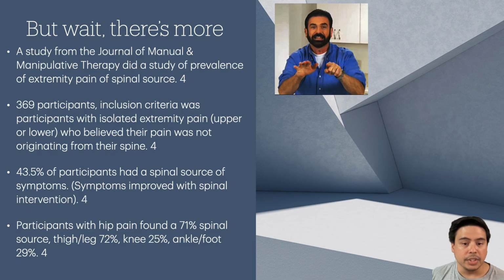What's more interesting, we're talking more about the lumbar spine. Participants with hip pain found a 71% spinal source. Thigh and leg was 72%. This was interesting too, 25% for knee, and then 29% for ankle and foot. So it's like 1 in every 4 patients that you would have with those symptoms had a chance of coming from the spine and actually responding better to spinal interventions.